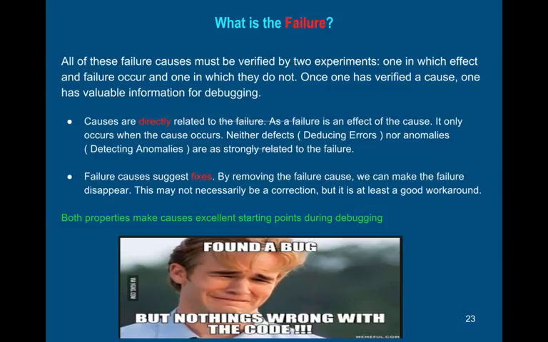And failure causes suggest fixes. By removing the failure cause, we can make the failure disappear. This may not necessarily be a correction, but it is at least a good workaround to start from. And both properties make causes an excellent starting point during debugging. And as always, happy bug finding, and nothing wrong with the code.